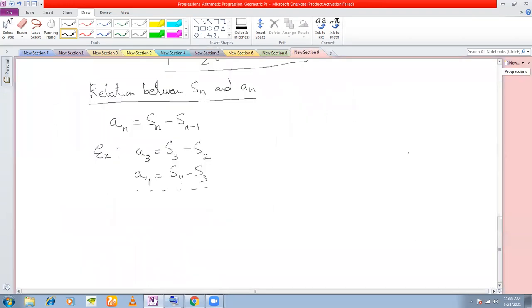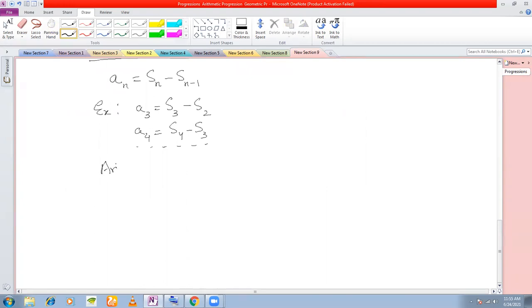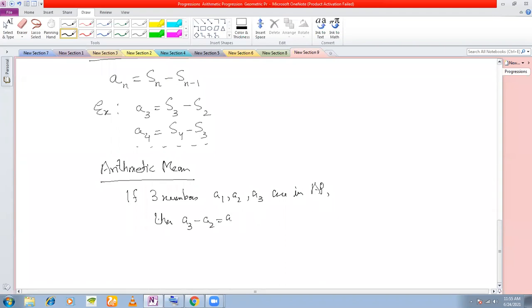Now there is one more thing which I forgot to mention here after mentioning relations, the concept of arithmetic mean. Please note this concept. Very important concept, arithmetic mean. If three numbers A1, A2, A3 are in AP, then we can write A3 minus A2 is equal to A2 minus A1. So from this, you can write twice A2 is equal to A1 plus A3. That means you can write A2 is equal to A1 plus A3 divided by 2.